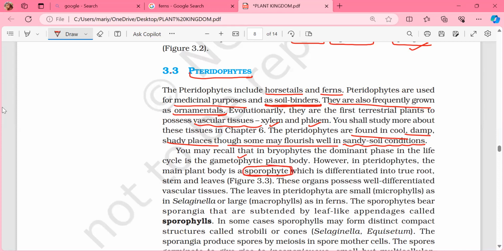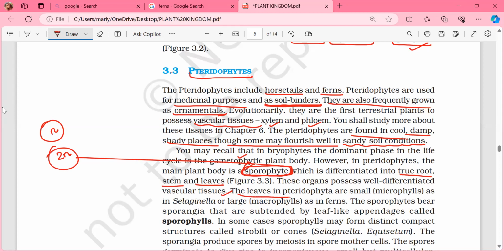The main plant body is diploid. Whenever I say sporophyte, think diploid. Whenever I say gametophyte, think haploid. Okay. So the main plant body of pteridophyte is the sporophytic plant body, that is 2N. Now it will be differentiated into true roots, true stem, and true leaves. These organs possess well differentiated vascular tissues. Xylem and phloem will be well differentiated.